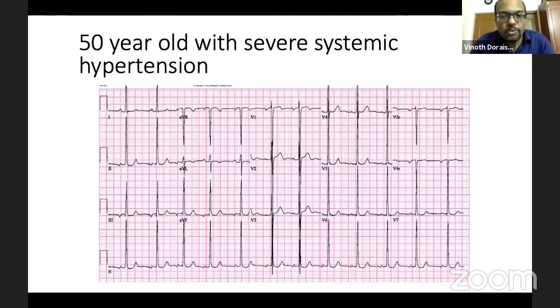So this is a 50-year-old with a severe hypertension. Immediately you can see that there's a deep S wave in V1 and a tall R wave in V6. Okay, so this is a left ventricular hypertrophy. But here you see that the ST segment and the T wave are actually normal.